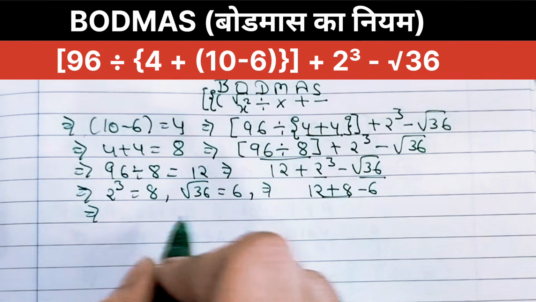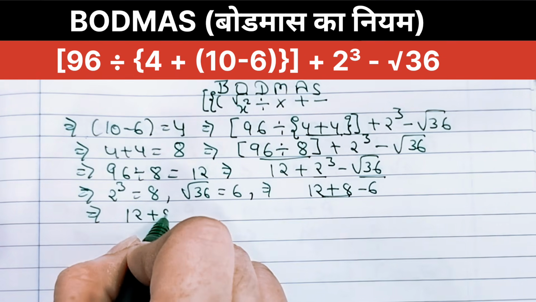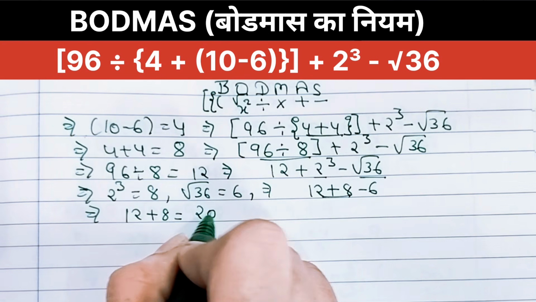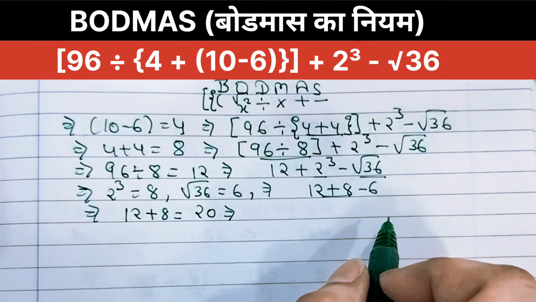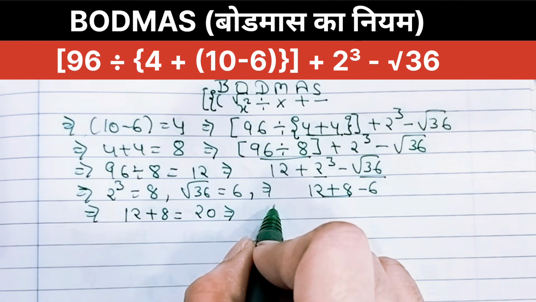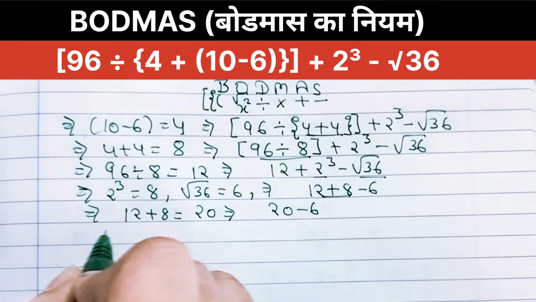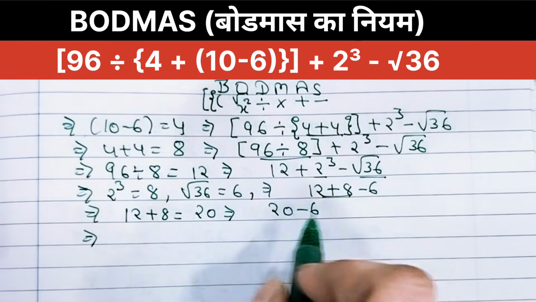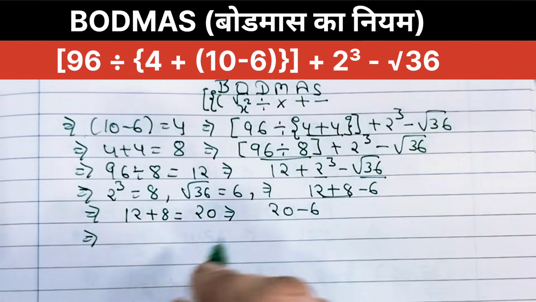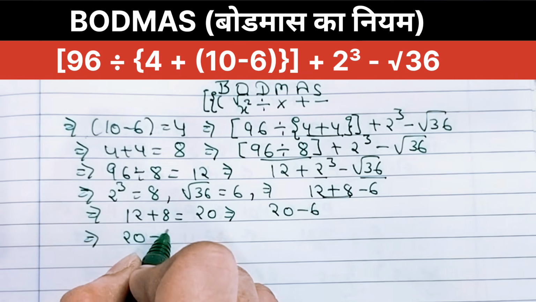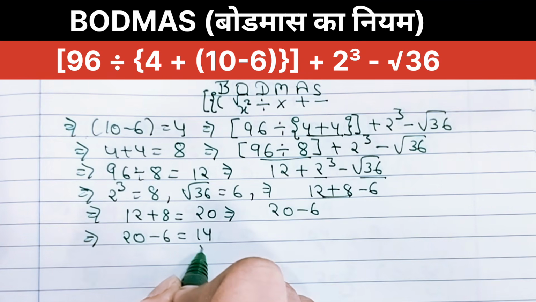Now, according to the next step, perform addition. First we add the values. Now 12 plus 8 equals 20. Work from left to right for the remaining steps, and now the current expression becomes 20 minus 6. Move to the last step, complete the final remaining operation, which is subtraction. Now subtract the values: 20 minus 6 will get 14. 14 is the final result.